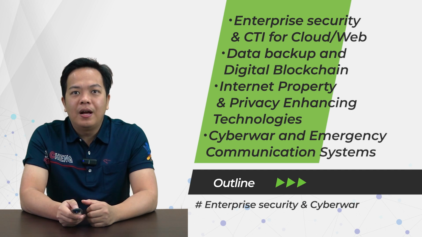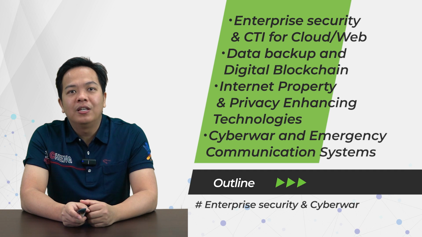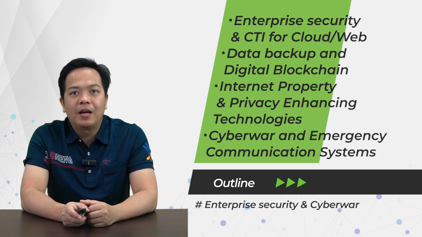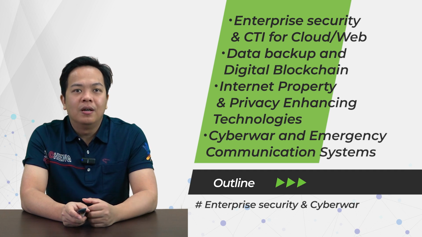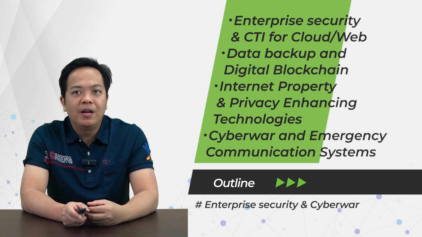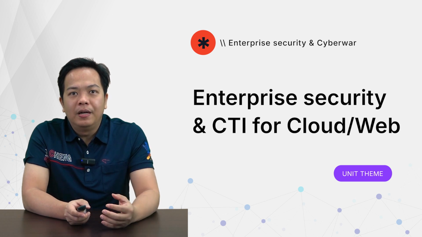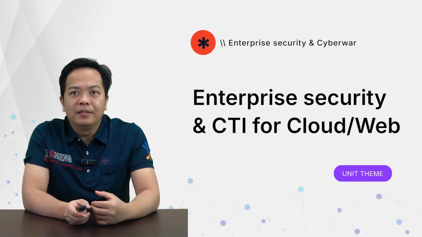Okay, today we have 4 parts. First, I want to introduce Enterprise Security and CTI, the model for cloud and web. In the second part, we will look in detail at data backup and digital blockchain. In the third part, we introduce internet property, and we see what kind of model for privacy enhances the technology. And in the final part, we'll see more detail about cyber war and emergency communication system.